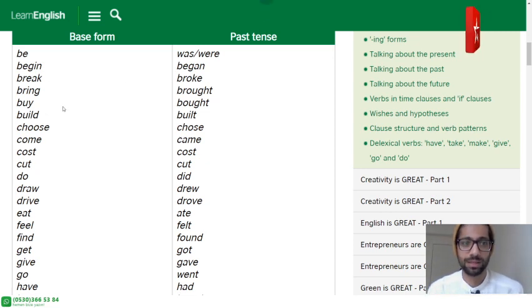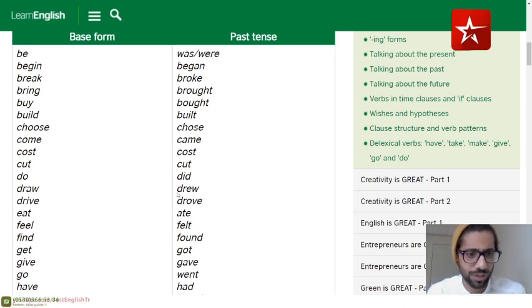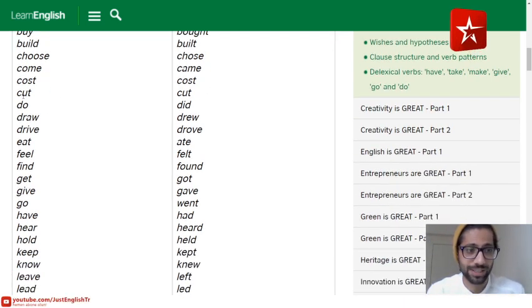Okay, so begin, began, because the pronunciation is different, which means it's a different word. So it's irregular. Choose, chose. Let's see if we can find any mistakes here. You've got cut, it's the same. Do is did. Eat, for example, here you've got ate, eat and ate.